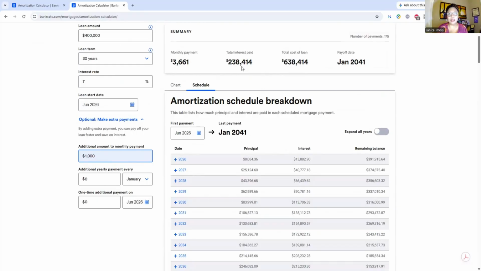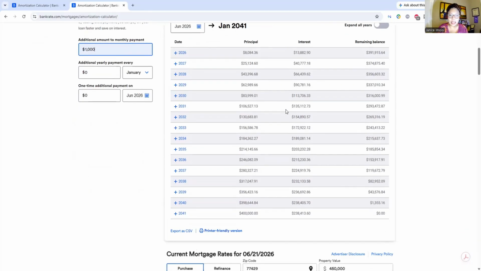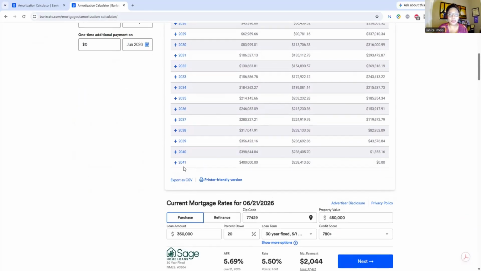Look at that. Isn't that amazing? Interest paid now is 238,000 versus $558,000. Wow. So now your total cost of the loan is 638 versus 900 and something thousand. Now let's look at how many years you shaved off. Look at this. Year 2041. So now you're paying back the 400,000, and the interest you're paying now is 238,000.